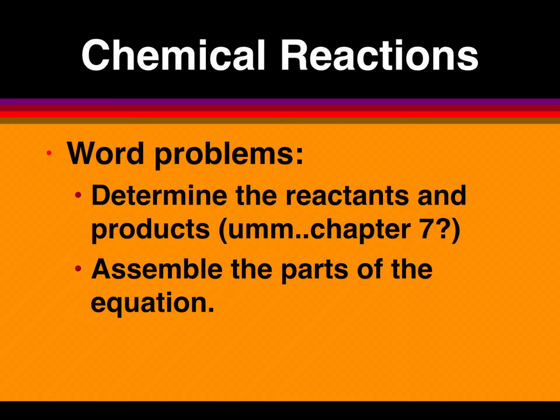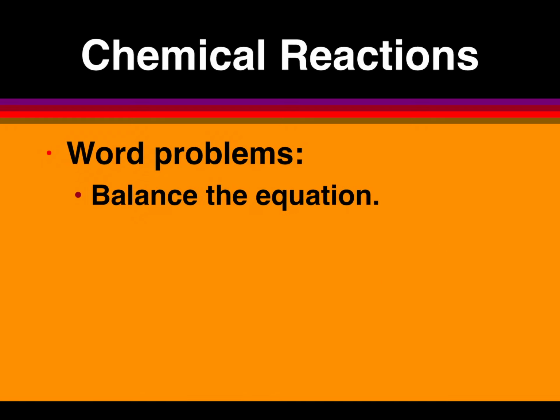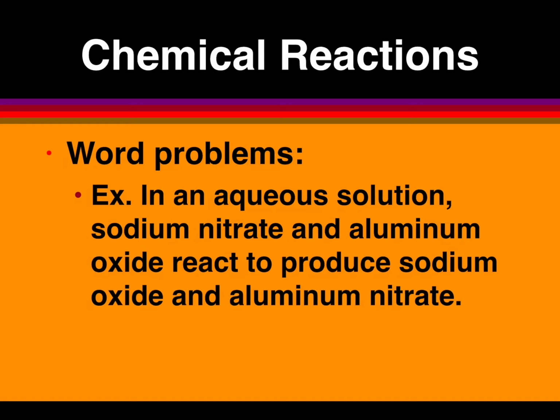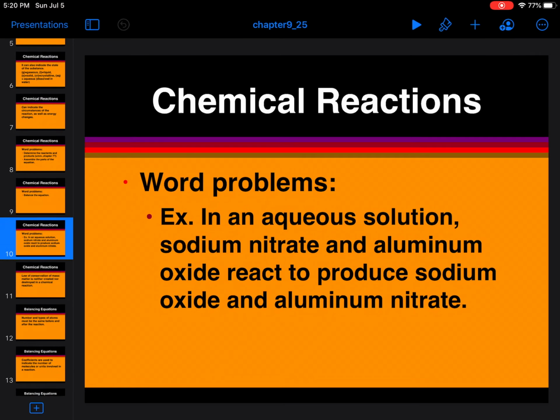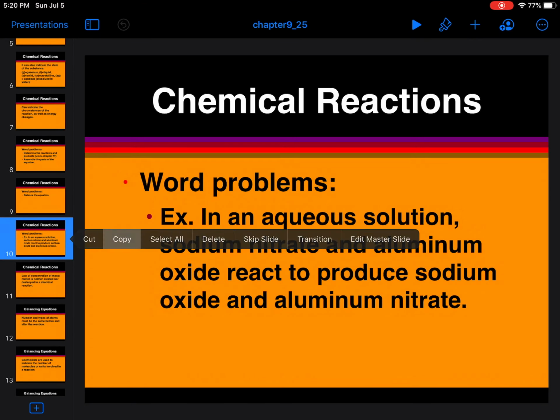So let's go back to our slides. Okay, word problems. Determine the reactants and products, assemble the parts of the equation, and then balance the equation. All right, so I'm going to do balancing the equation in the next video, but for this one, let's work out this one problem. It says, let's write a reaction where aqueous sodium nitrate and aluminum oxide react to produce sodium oxide and aluminum nitrate. Okay, we can do that.